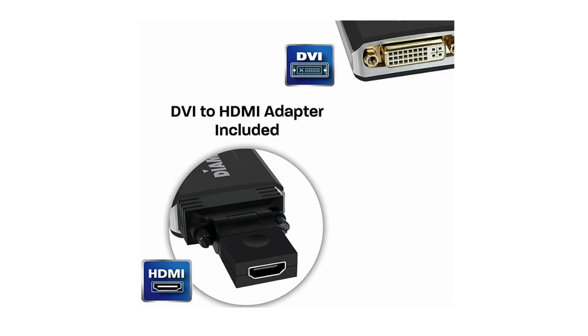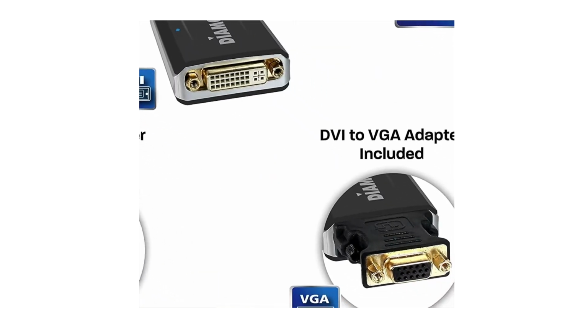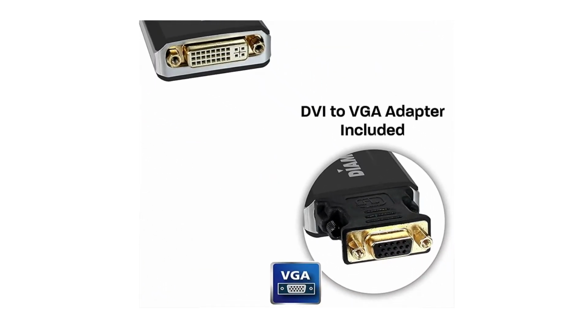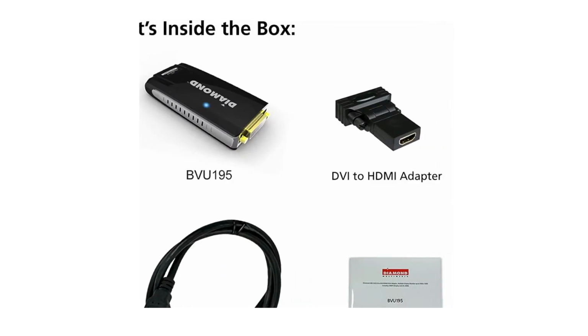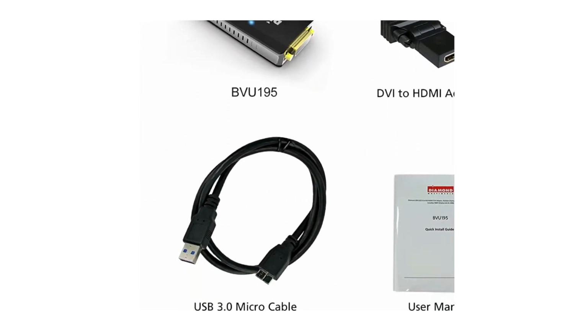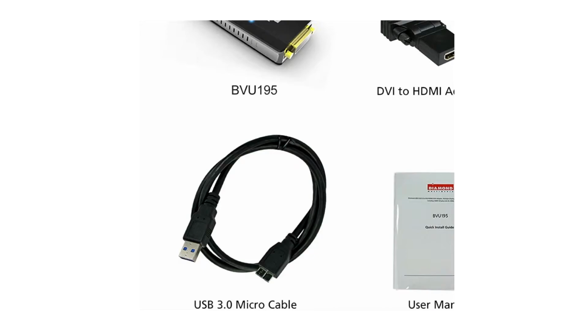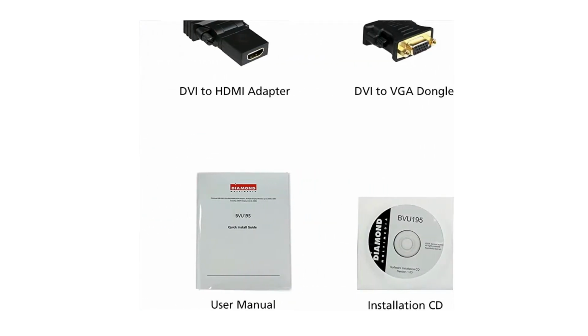The USB Display Adapter Pro gives you several options to connect through HDMI, DVI, or VGA. Inside the box, you get the adapter, the DVI to HDMI adapter, the DVI to VGA dongle, a USB 3.0 micro cable, the user manual, and the installation disk.